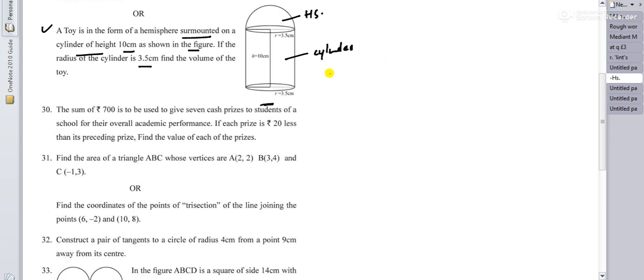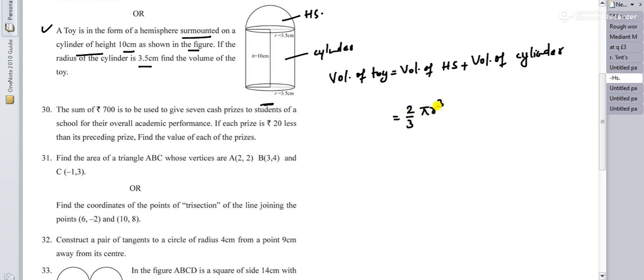So the total volume of the toy will be what? It will be the volume of the hemisphere plus the volume of the cylinder, correct? So you can find them separately or together, it is okay. Volume of hemisphere, what is the formula? It is 2 by 3 into pi r cube, correct?